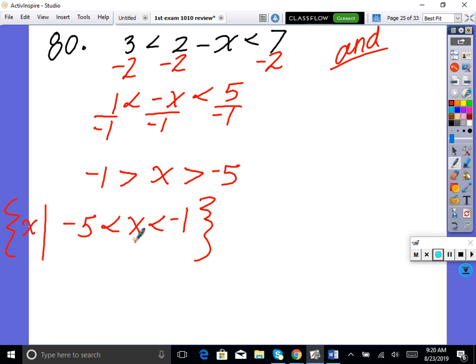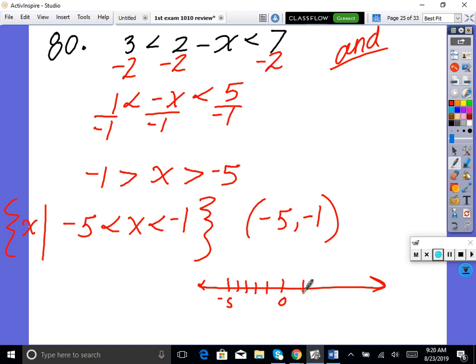Well, if x is between negative 5 and negative 1, it would make sense that our interval notation is negative 5 up to negative 1 like that. Negative 5, negative 1. Let's do open circles, because neither of those are included.